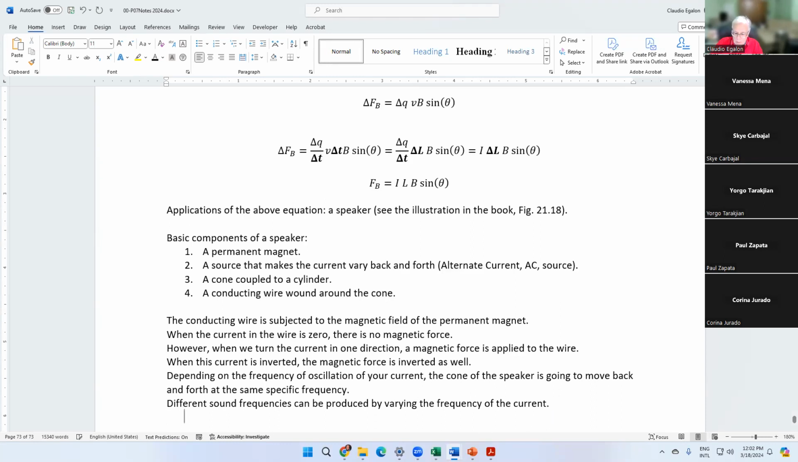Remember that the frequency we can hear is between 20 hertz and 20,000 hertz. So just by making my current oscillate within this range, we can produce sound frequencies within this range as well. That's the principle of the speaker.